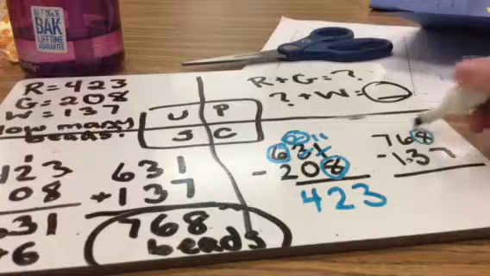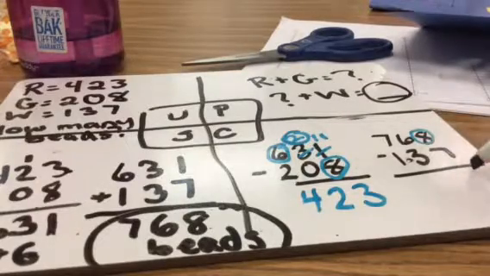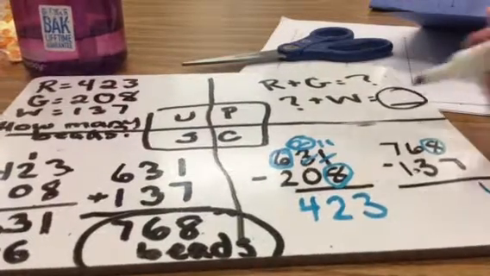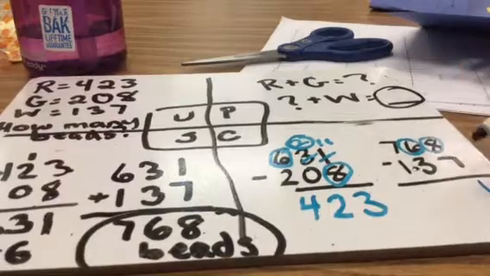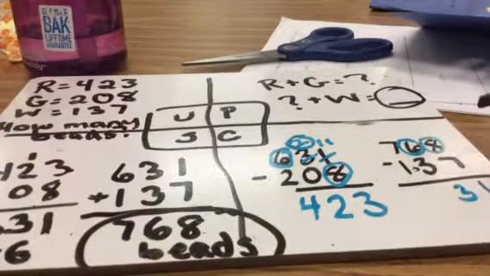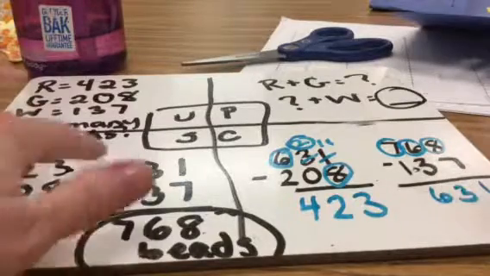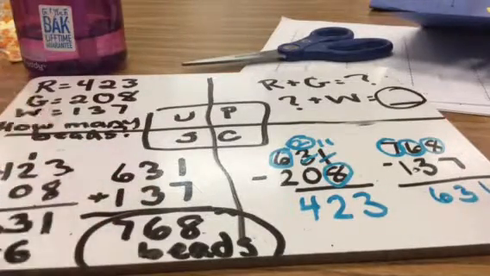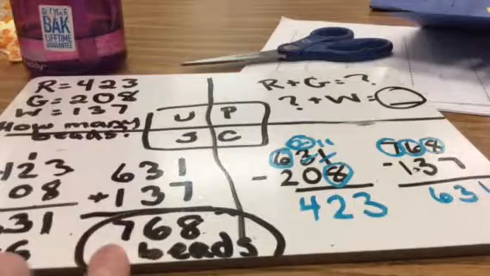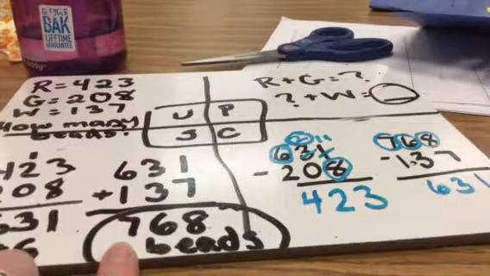So circle where our bigger number is. More on top, no need to stop. Circle where our bigger number is. More on top, no need to stop. And that's what I started with over here. So my final answer is 768 beads.